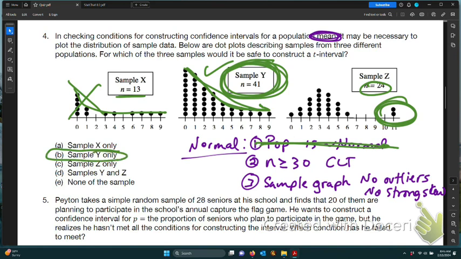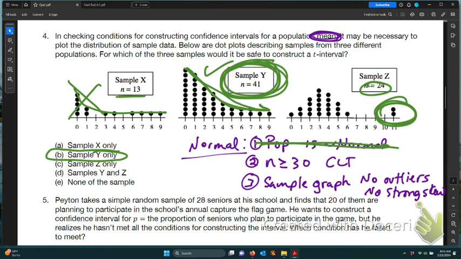A lot of people miss this. They thought none of them worked. But again, if you meet the qualification some other way, you're good. Your sample graph can look atrocious. It doesn't matter. Does that make sense? Feeling better about that one?